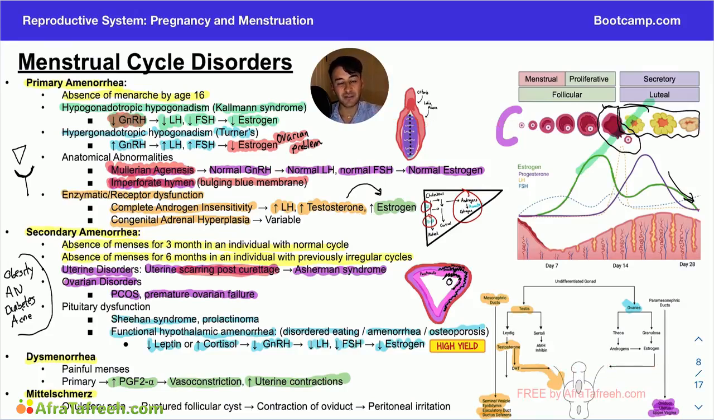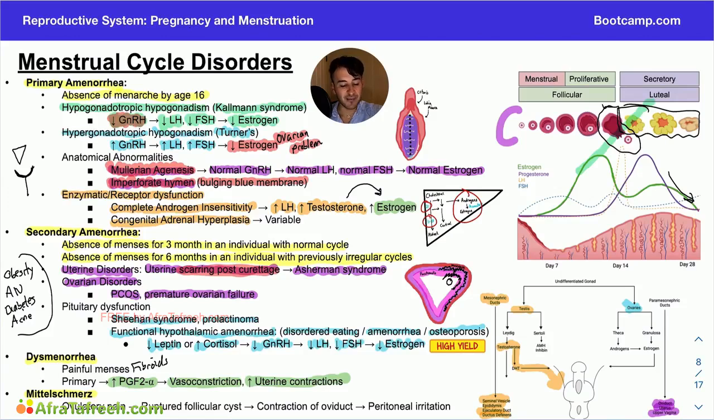However, it can be uncomfortable, so we can manage this with NSAIDs and things like that for patients who are experiencing excessive discomfort. We can also have painful menses due to things like fibroids, which we will talk about more when we get into our specific uterine and vaginal pathologies, so stay tuned for that. We will talk about it more in a different video.